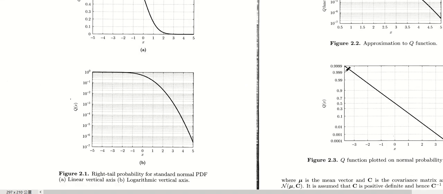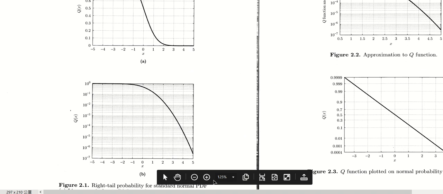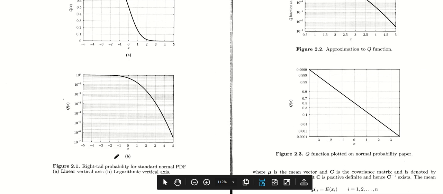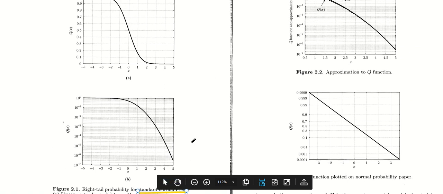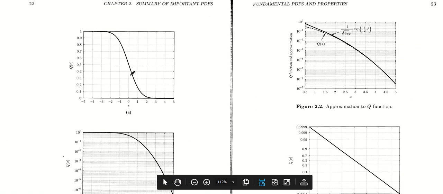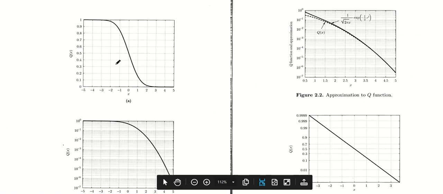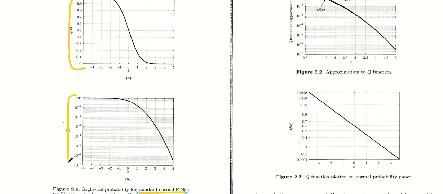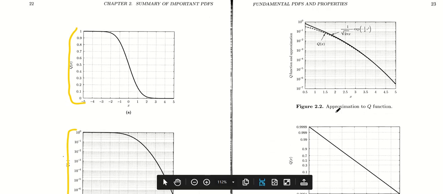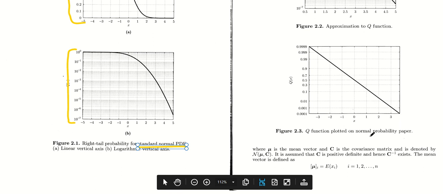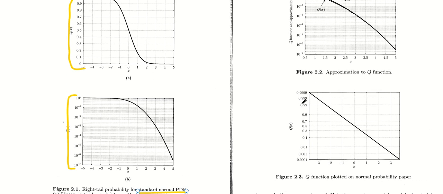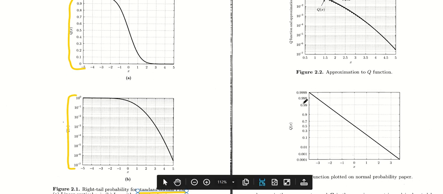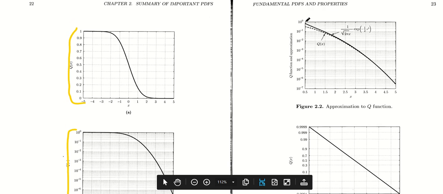Okay, so that's a Gaussian. Now let's look at some figures. Here is the right-hand probability of the standard normal. Okay, this is a standard normal. You have the Q function, and this is plotted in a linear scale. This is plotted in a log scale. And here is the Q function on a normal probability paper. So this is like a log scale, and this is a log scale.